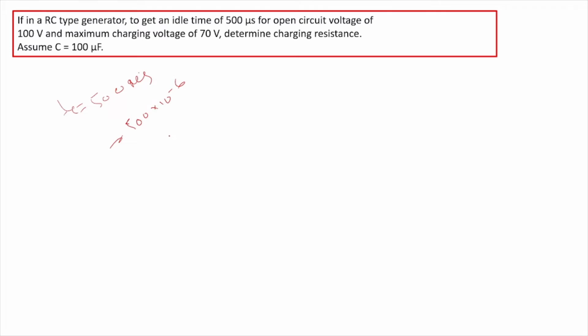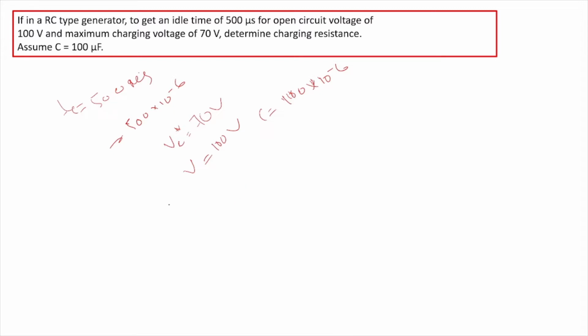And what are the other things given? VC star, the charging voltage, is given as 70 volt. Open circuit voltage is also given as 100 volt. And C is given as 100 microfarad, that is, 100 into 10 to the power minus 6.